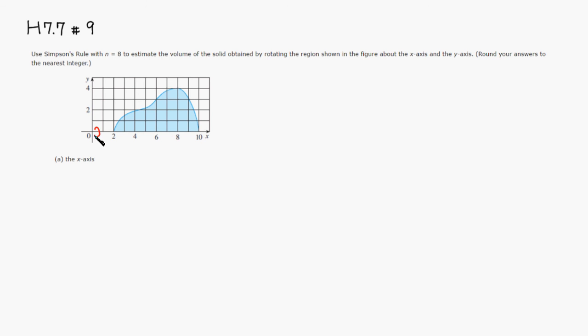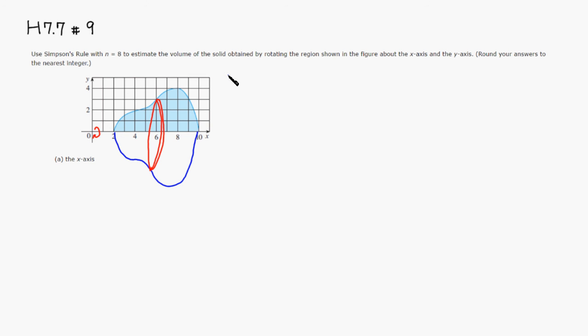So you're going to go like that. It's going to be probably something like this. You're going to have a similar shape going here, and an approximating disk would look kind of like this. So we can find the volume using the disk method.